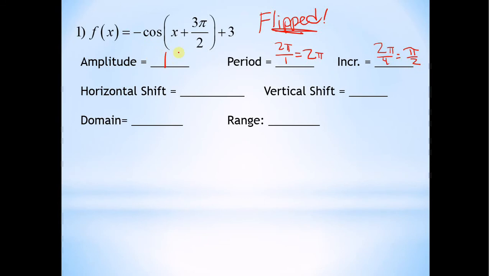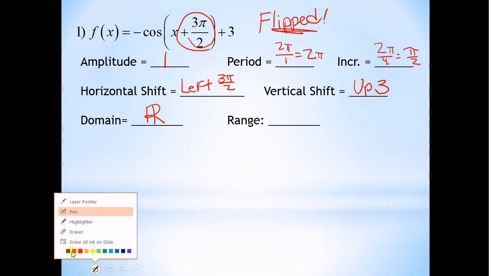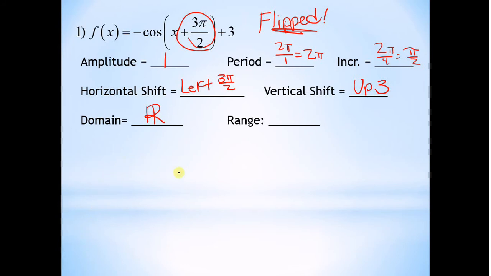Horizontal shift. My horizontal, remember, is inside here. So I'm going to move left 3 pi out of 2. And then I'm going to vertical shift of up 3, because it's a positive 3, right? And my domain is all real. So let's go ahead and graph here. So I'm going to move left 3 pi out of 2.